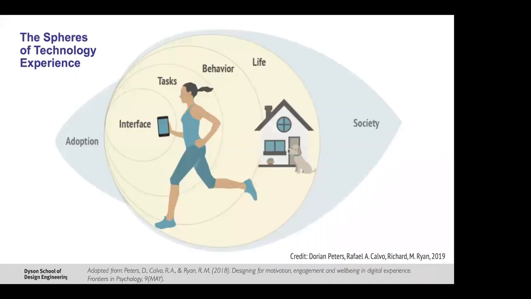So within this, we have been developing methods that we call the sphere of, or use the concept of spheres in the technology experience. So I'm going to briefly summarize this one. You can find more details in the paper at the bottom of the page. And there are six spheres that we consider. I will start with the second one, interface. The interface is the one that we tend to think about when we talk about human and computer interaction and design. This is when you design a mobile phone or a mobile phone app.